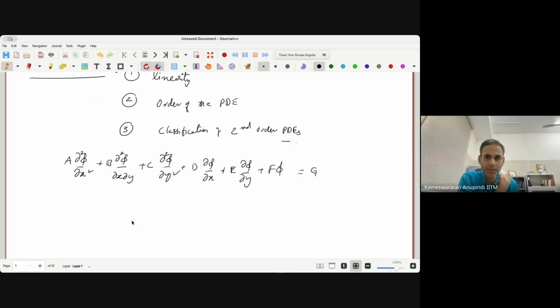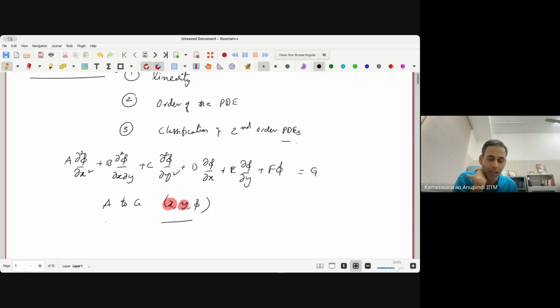So we said this is the general equation which we wanted to solve. This is a second order PDE, and we said A to G could be functions of x, y, and phi. If A to G are functions of x, y only, then this is basically a linear PDE. And if they happen to be functions of phi, then it is a nonlinear PDE. And if A to C are functions of x, y, whereas D, E, F are functions of phi, then that is basically a quasi-linear PDE, right?